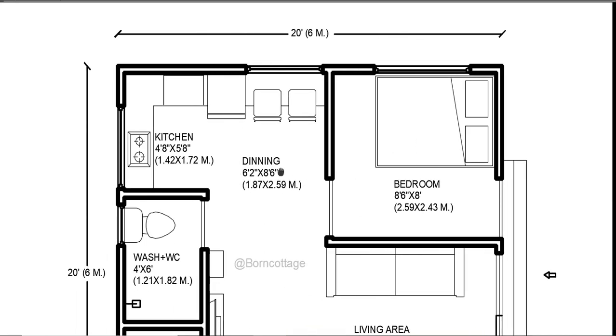On the left side we have dining area. The size of the dining area is 6 feet 2 inches into 8 feet 6 inches in meter 1.87 into 2.59 meter. You can see here the dining counter with two chairs, and we have a refrigerator arrangement.